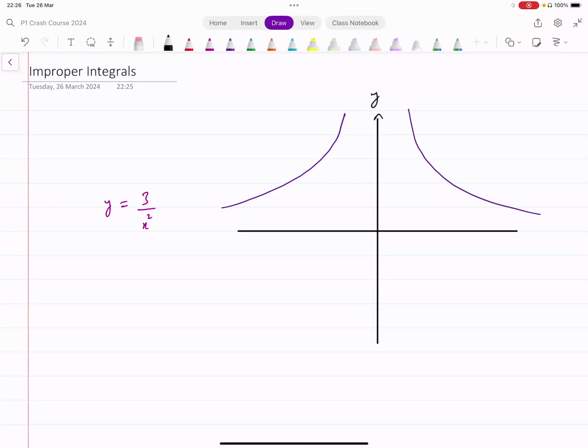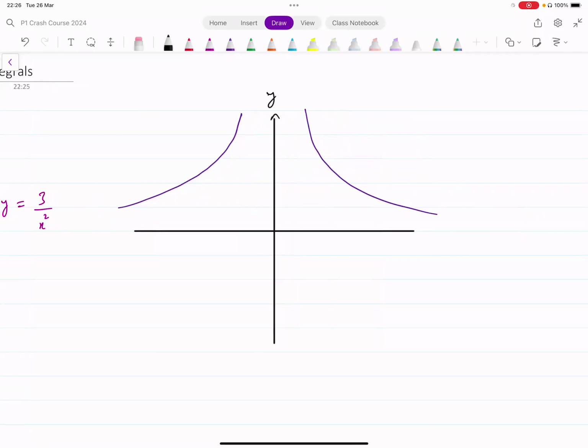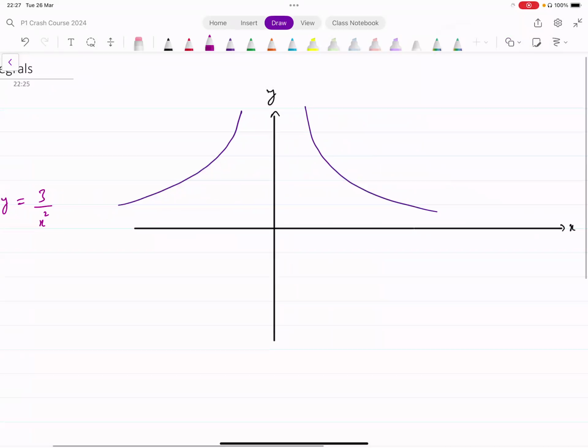Now, let's say we are interested in the area between this graph and the x-axis on the right side. So we are ignoring the left part of the graph. We are just focusing on the part on the right side, on the positive side of the x-axis. Let's say we want to find the area that looks like this from this point.